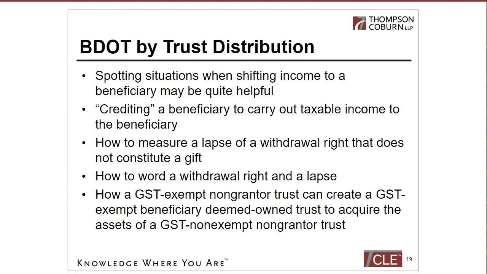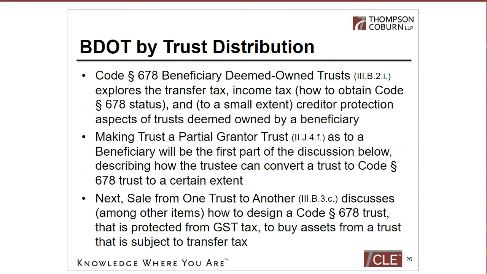So I'm going to talk about what situations where shifting income to a beneficiary may be helpful. I'm going to talk about this idea of crediting a beneficiary. I'm going to talk about how to measure the lapse of a withdrawal right that doesn't constitute a gift, how to word a withdrawal right and a lapse, and also some things you can do with trusts to try to move them from trusts that are subject to GST tax to trusts that are outside the GST system. Okay. Here's some resources that I have in this next slide. So this is just where you can go to read up on the ideas that I'm about to discuss.